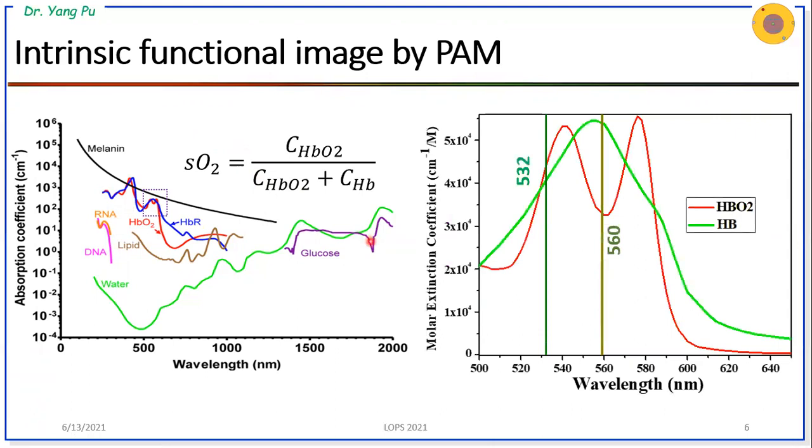We choose 532 nanometer and 560 nanometer for the excitation source. The reason is because the 532 nanometer is the isosbestic point between these two absorption spectra. And hemoglobin and deoxyhemoglobin has the biggest absorption difference in the visible range at 560 nanometer. The combination of these two wavelengths helps us to distinguish the two components clearly with less complicated algorithm.